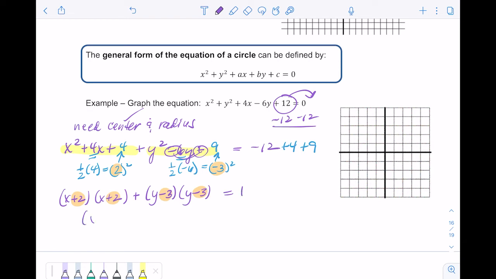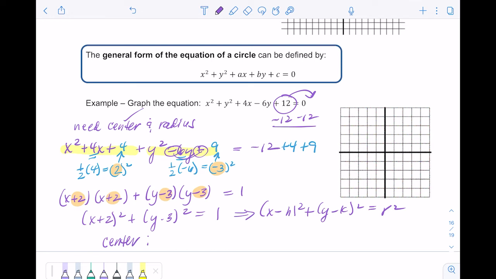x plus 2 times x plus 2 I can just write as (x plus 2) squared. And y minus 3 times y minus 3 I can write as (y minus 3) squared equals 1. Now you can see that this looks like your standard form, which is (x minus h) squared plus (y minus k) squared equals r squared. So I can pick out my center, which is (h, k).